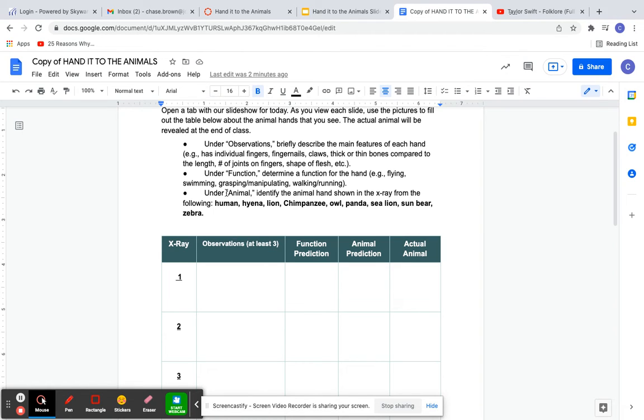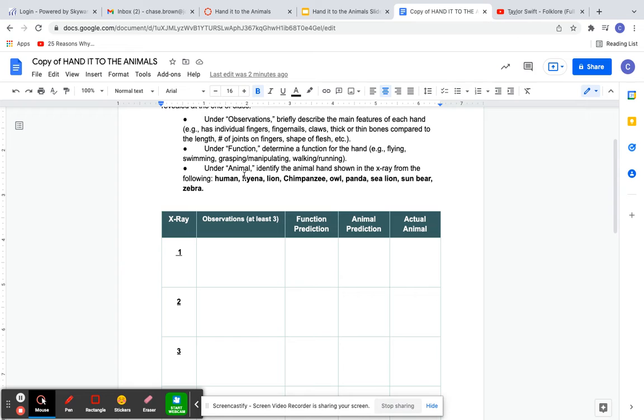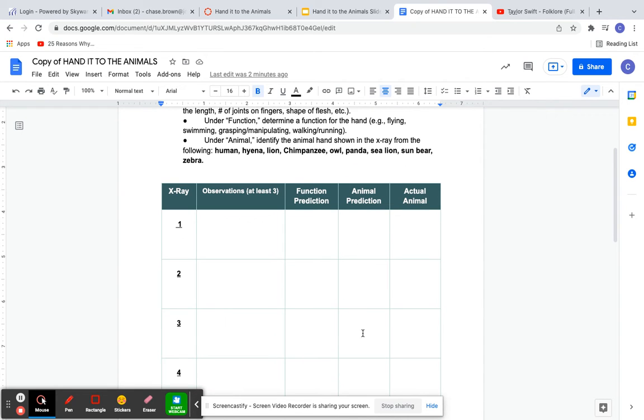Under function, you're going to predict a function for the hand. So you're going to say, for example, is this used for flying, swimming, grasping, or manipulating, like with tools, like a human hand or a monkey hand? Is this going to be used for walking and running? And then under animal, you're going to make a hypothesis, or you're going to predict which animal you think the hand belongs to, or the front paw, or the front hoof or wing, or whatever you want to call it. So you're going to make a prediction about what animal it is.